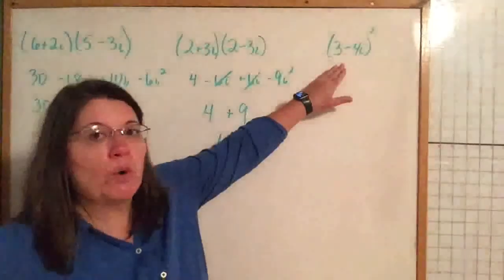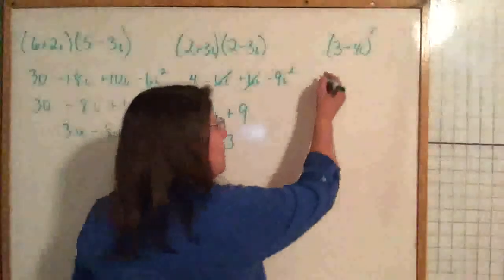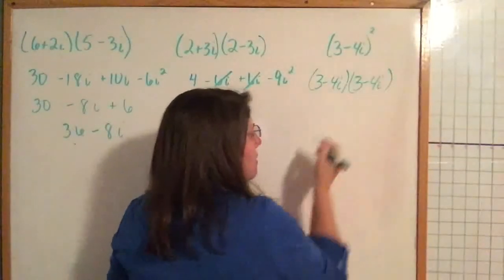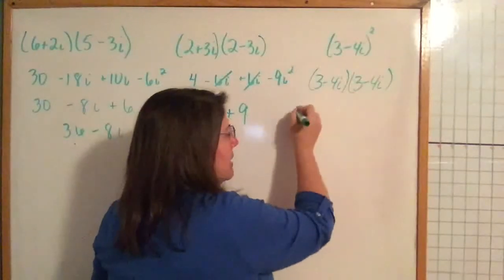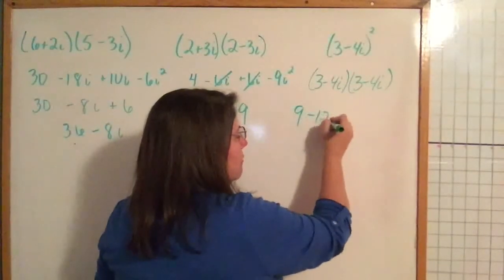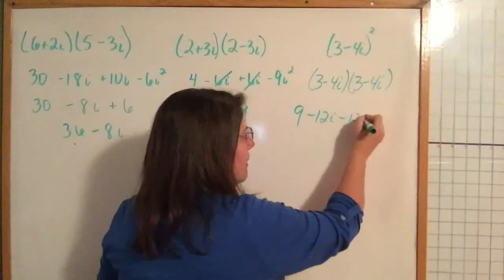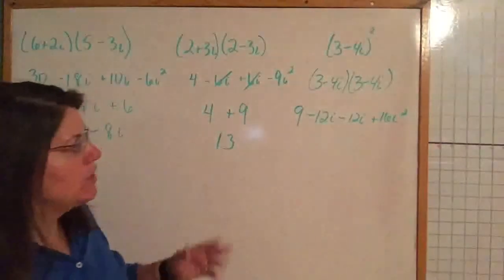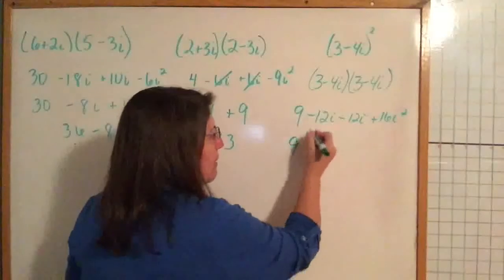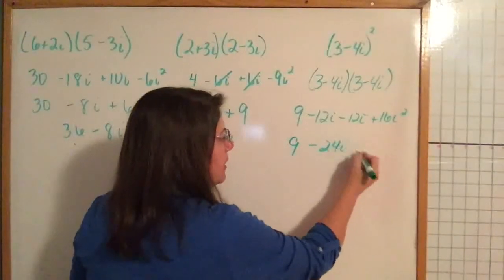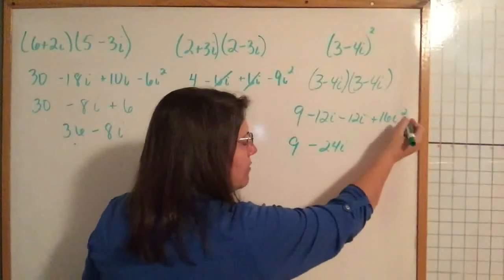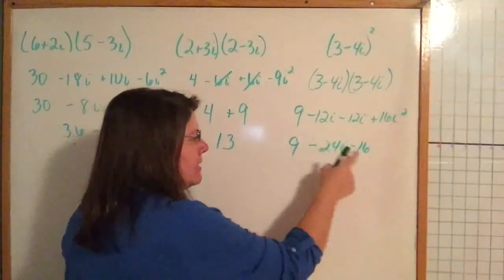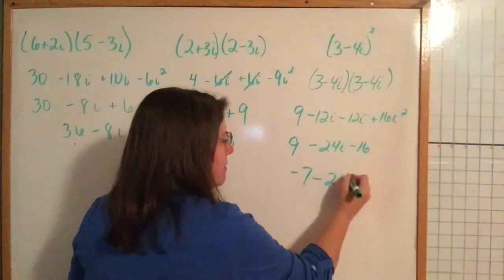Here we have 3 minus 4i squared. Hopefully you remember that if we have a binomial squared, we write it down twice and we FOIL. So if I write it twice and FOIL, the first term gives me 9. The outside term gives me negative 12i, inside gives me negative 12i, and last gives me a plus 16i squared. I'm going to add my like terms. I've got 9 minus 24i plus 16i squared. i squared is negative 1. Negative 1 times 16 is a negative 16. So 9 minus 16 is negative 7 minus 24i.